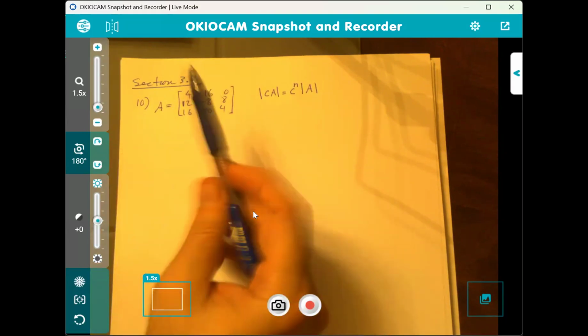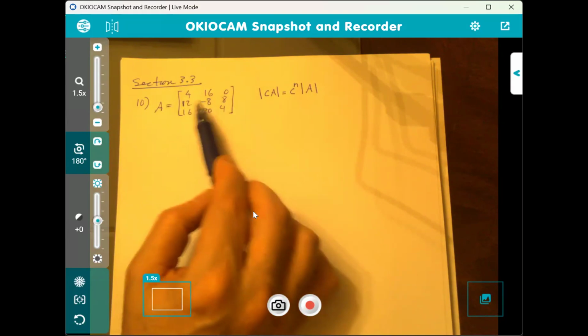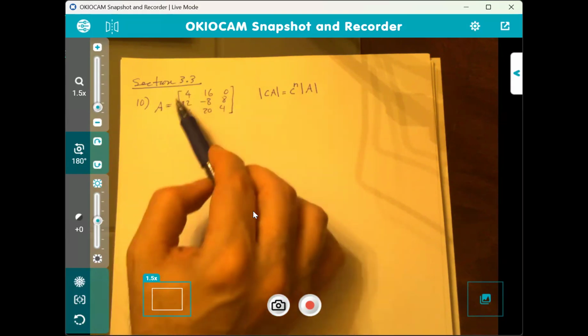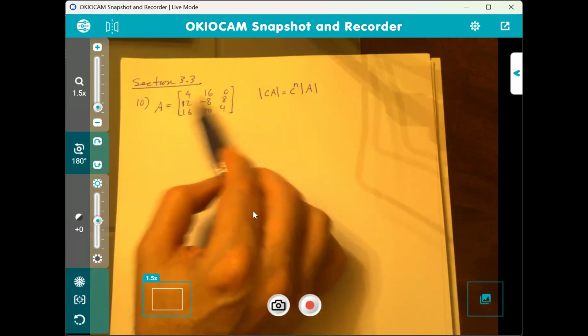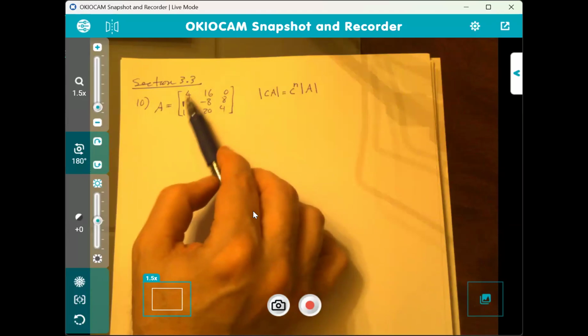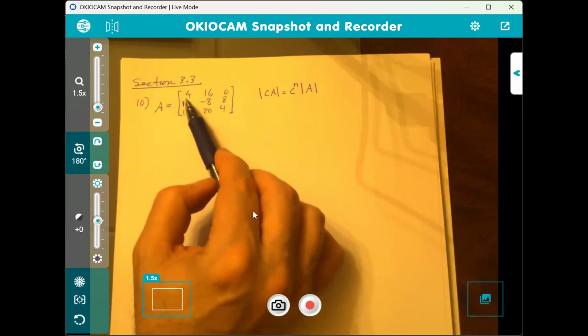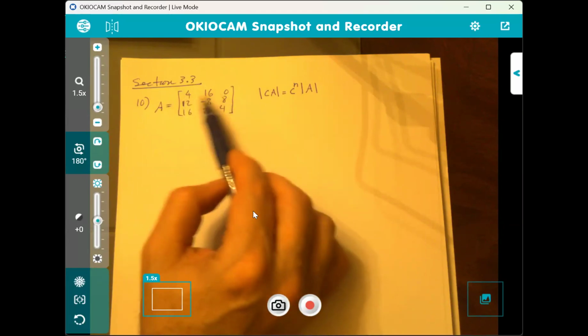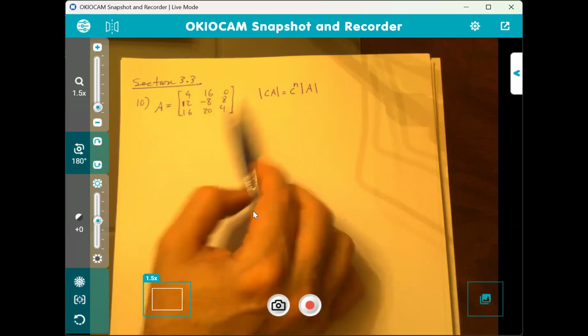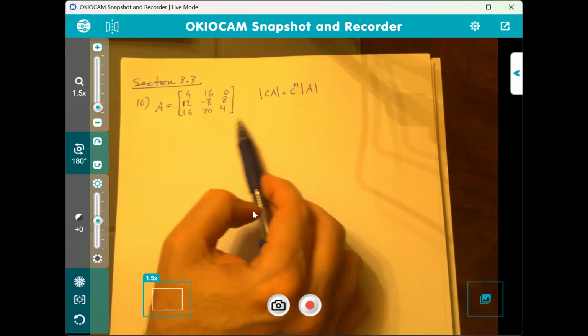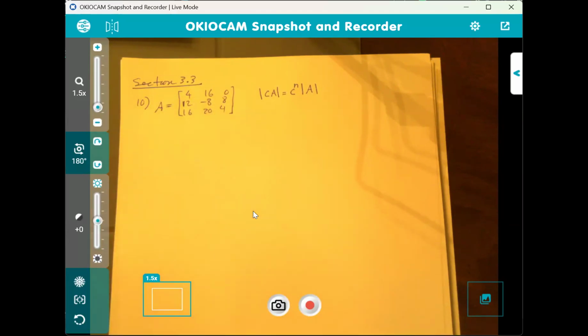Well, if you look at this matrix A, it looks like they multiplied matrix A by some number. What do you think the number is? Look at what the GCF is for every number in this matrix. 4. Very good. Very good. So 4 is the number.